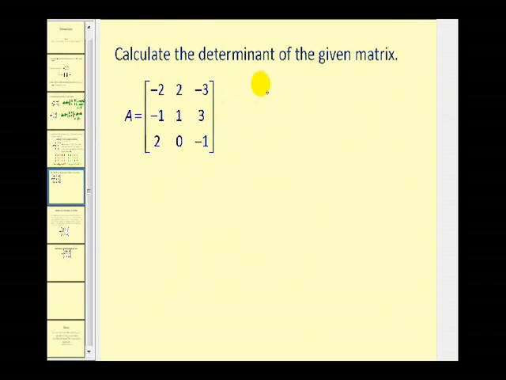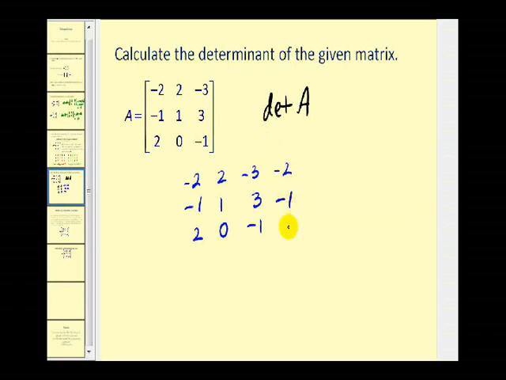So if we want to find the determinant of matrix A, we'll first copy these first 3 columns, and then we'll copy the first 2 columns again. So negative 2, negative 1, 2, and then 2, 1, 0. And we're going to have the sum of 3 products minus the sum of 3 products. The first 3 products will start at the top and move to the right. So we have 1, 2, 3. Let's go ahead and find those products.